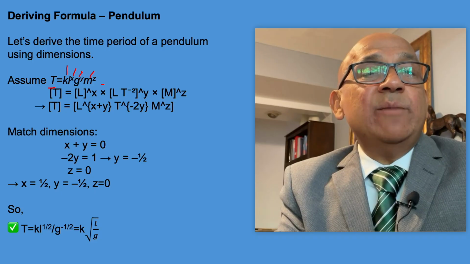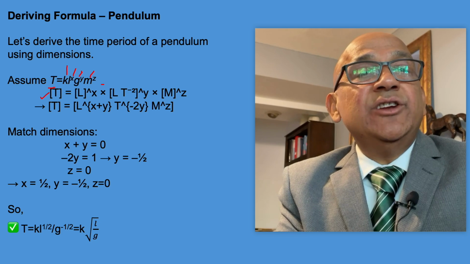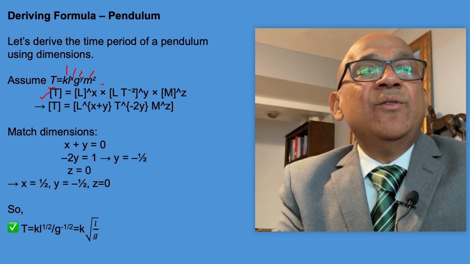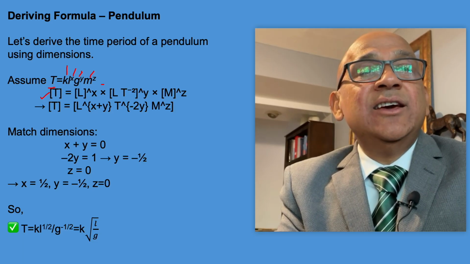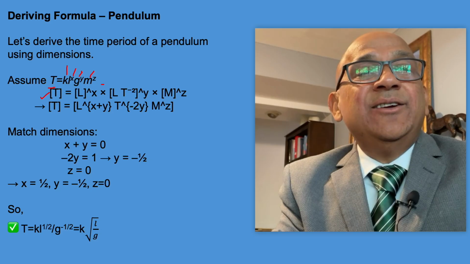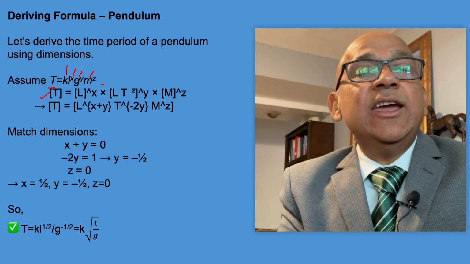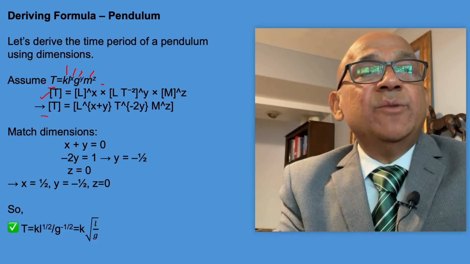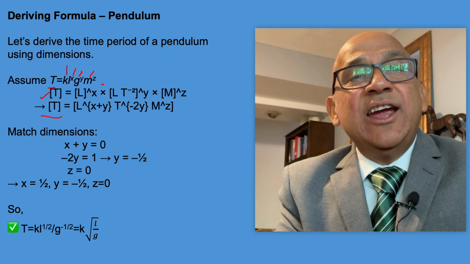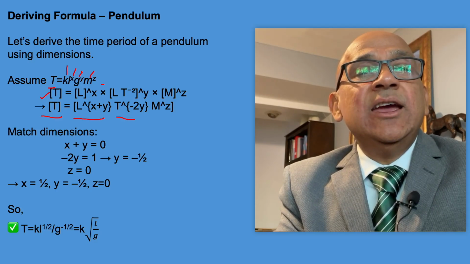Now let us look into the dimensions both on the left hand side and right hand side. On the left hand side, the dimension is simply T. On the right hand side, we have to put the dimensions of all these individual quantities like length, g, and mass, with appropriate powers. So L to the power of x times (L t^-2) whole to the power of y, and then M to the power of z. If we simplify, on the left hand side it remains T, while on the right hand side you see L to the power of x plus y, t to the power of minus 2y, and M to the power of z.